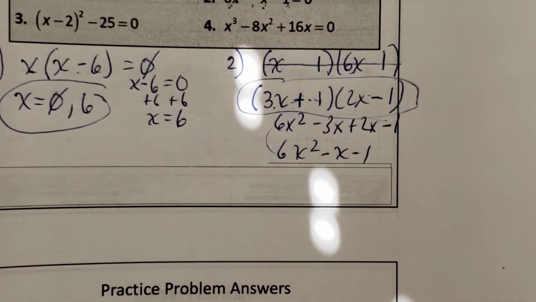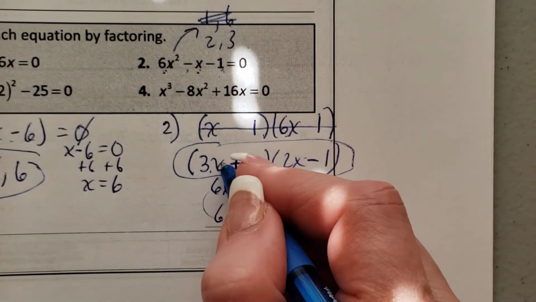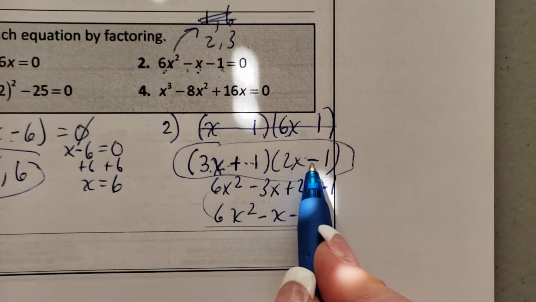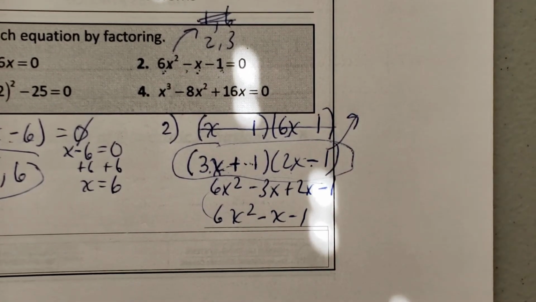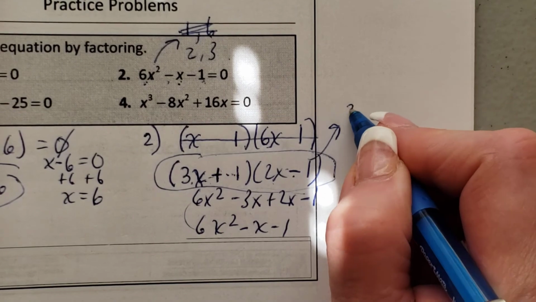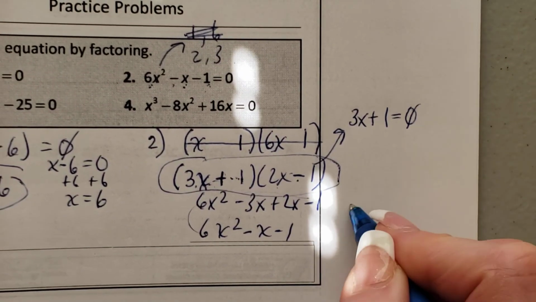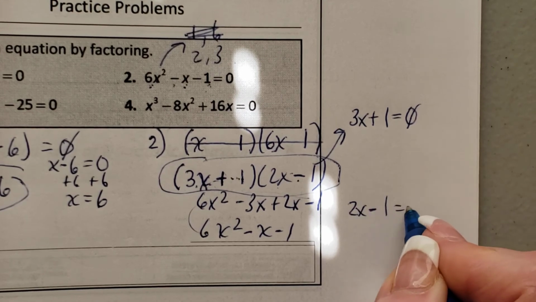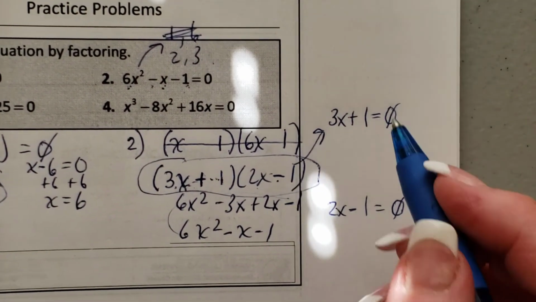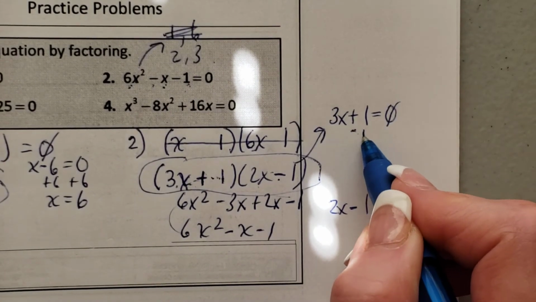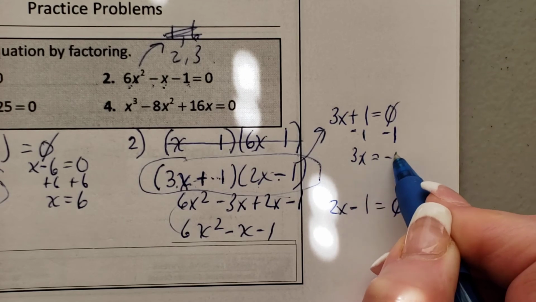Now I'm going to use that to figure out what x can be. So I'm going to set both of these expressions equal to 0. So I'm going to let 3x plus 1 equal 0. And I'm going to let 2x minus 1 equal 0. All right, so I want to get x by itself. So the first thing I'm going to do here is subtract 1 from both sides. So I have 3x equals negative 1.